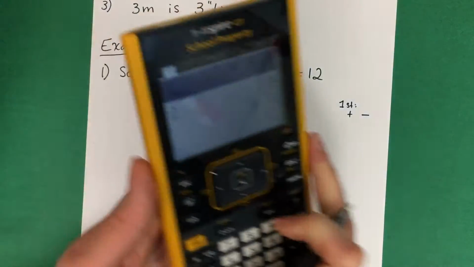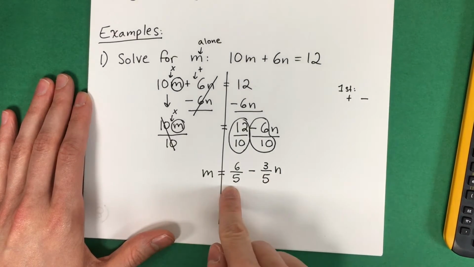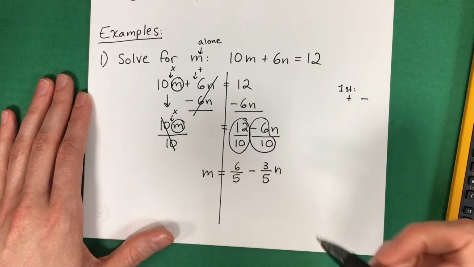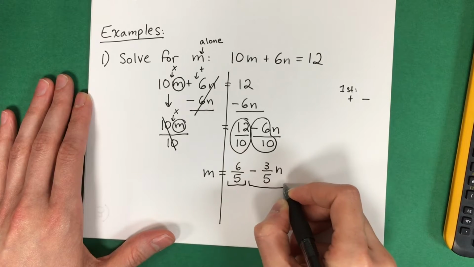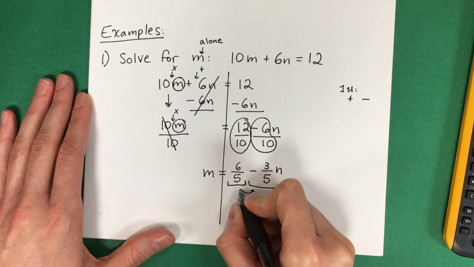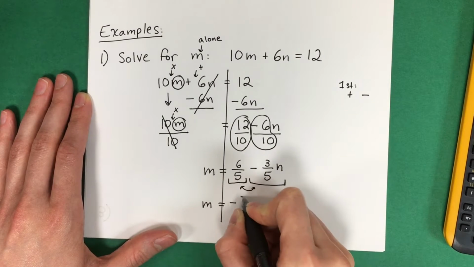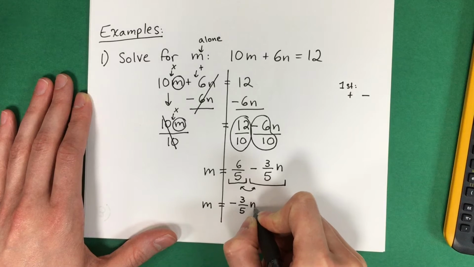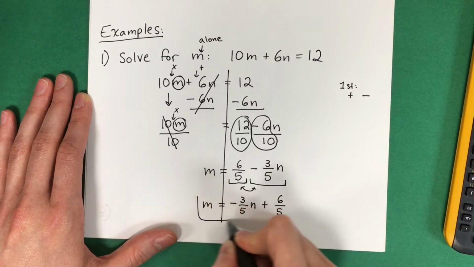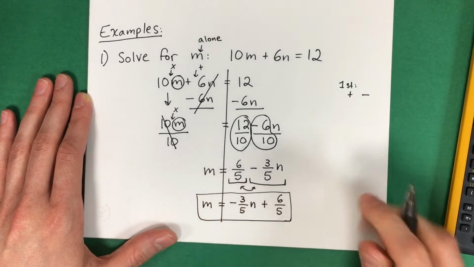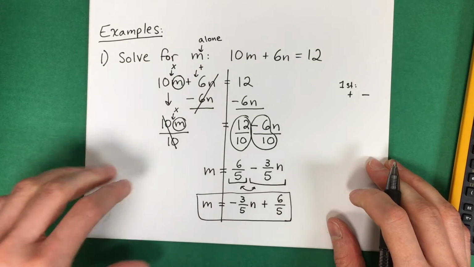Copy the letter n. Now, I always want the letter in the front, so I will need to switch them. So this is a positive 6 divided by 5, and this is a negative 3 divided by 5n, and I'm going to switch. So I'm going to put equals, this is negative 3 divided by 5n, and this is a positive 6 divided by 5. This is my final answer. So solve for m means I want m alone, and m is alone.